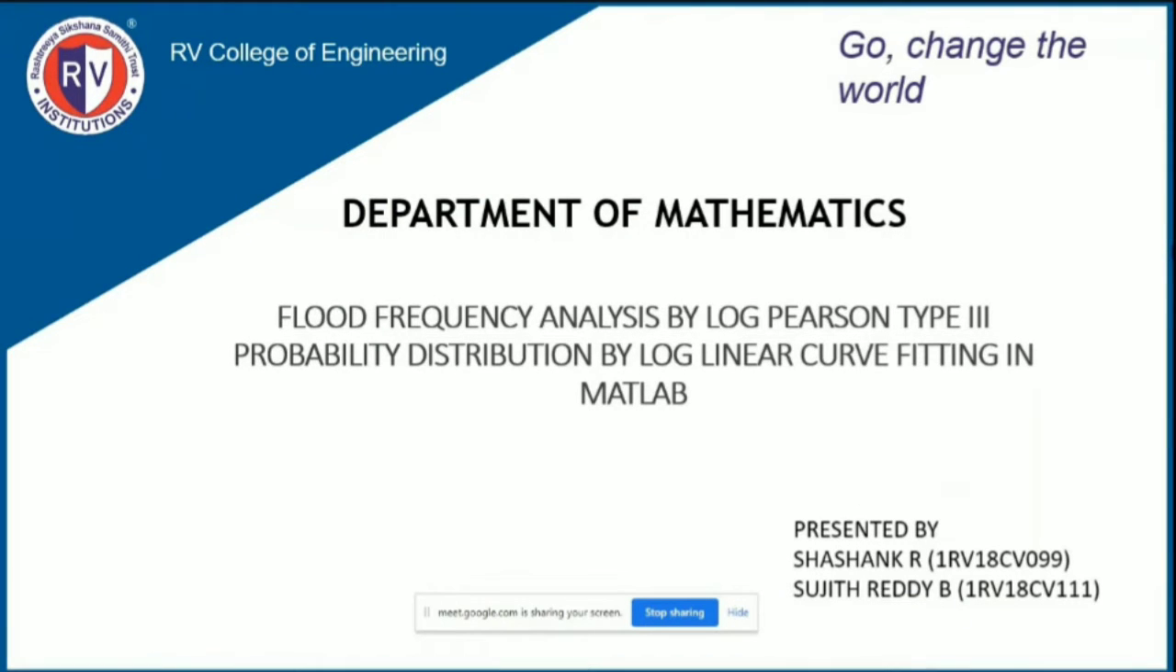This is Shashank Reddy. Now we are going to explain flood frequency analysis by the Log-Pearson type 3 probability distribution by log linear curve fitting. Also, we'll explain this manually and also by MATLAB. This is the most popular method used by many civil engineers in the modern era.